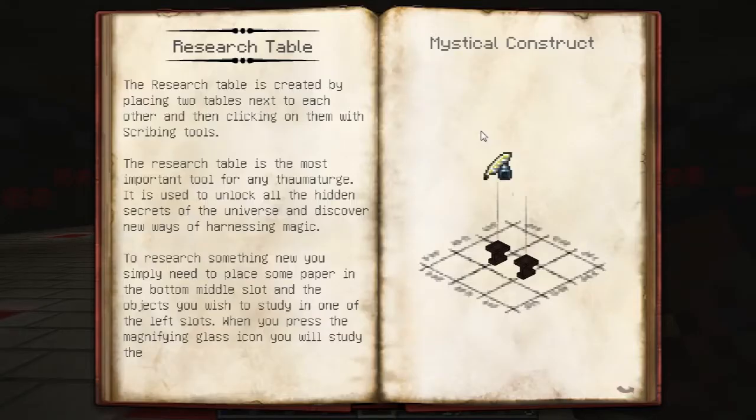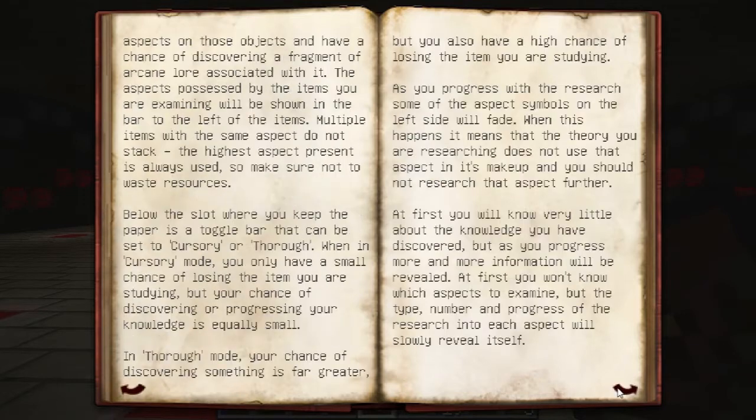Research table. A research table is created by placing two tables next to each other, then clicking on them with scribing tools. The research table is the most important tool for any thaumaturge and is used to unlock all the hidden secrets of the universe and discover new ways of harvesting magic. To research something new, you simply need to place some paper in the middle slot and objects you wish to study on the left slots. When you press the magnifying glass icon, you will study the aspects of the object and have a chance of discovering knowledge fragments.